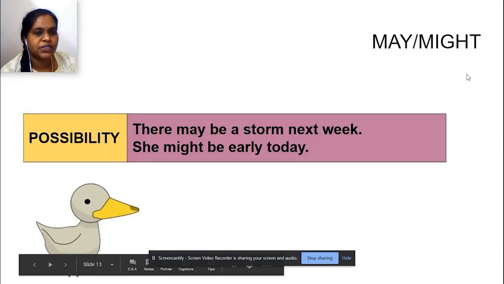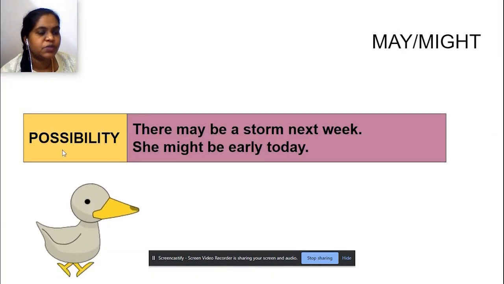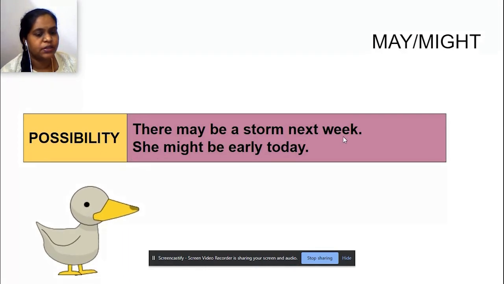May or might is generally used in statements with possibility. There may be a storm next week. She might be early today.